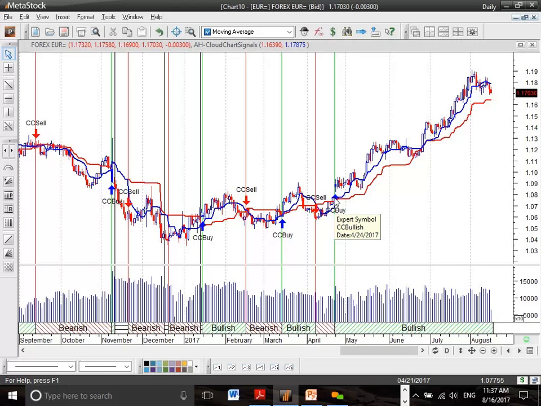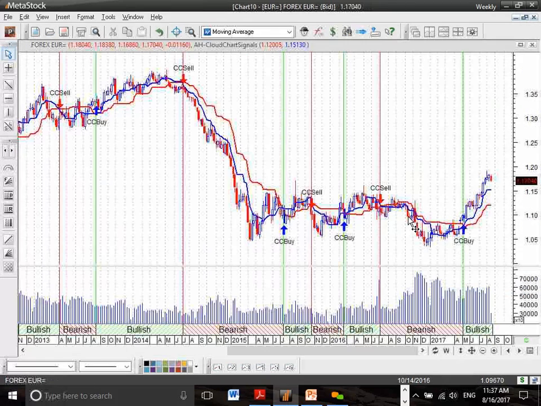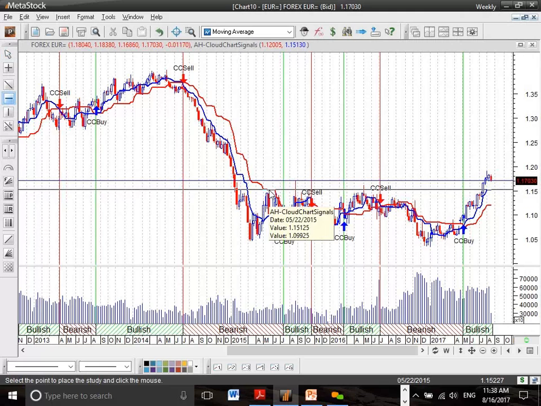We can see we've had a nice little rally in the US dollar. It's now fighting all resistance levels here. If we look at the weekly chart, we can see where these levels are coming from. We have these old highs here, which is a key resistance zone, as well as these cloud chart levels here, over there, and then the other cloud chart levels over there.